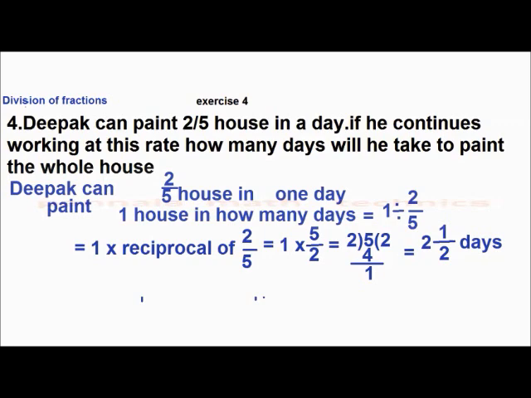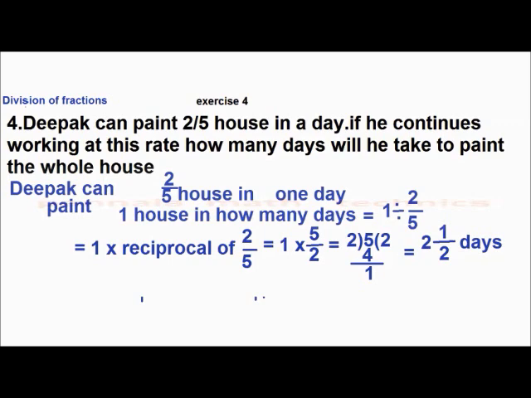Deepak can paint 2/5 of a house in a day. If he continues working at this rate, how many days will he take to paint the whole house? Deepak can paint 2/5 of a house in one day. One house in how many days? That is the problem. So that is equal to 1 divided by 2/5.